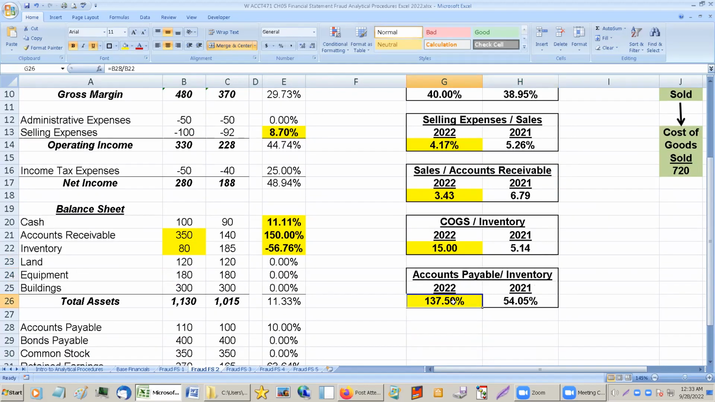Accounts payable to inventory, 137%. So, down here we have these accounts payable to this inventory. These are linked. And we sold out so much of the inventory that we have less inventory than we have for accounts payable.